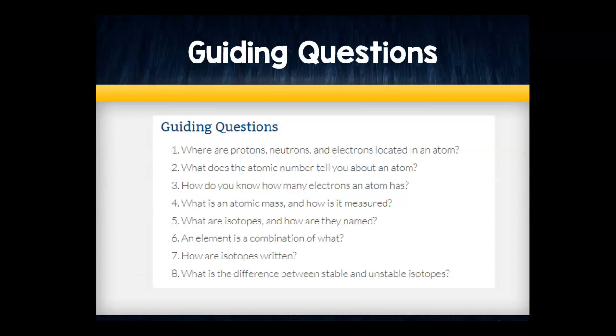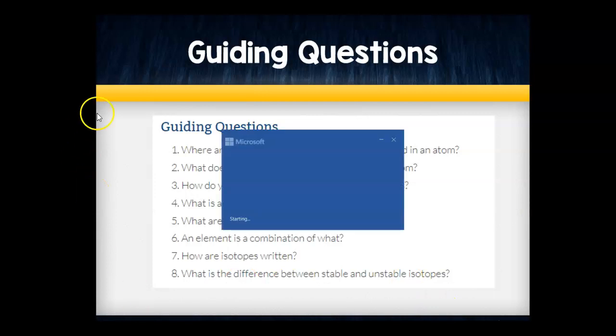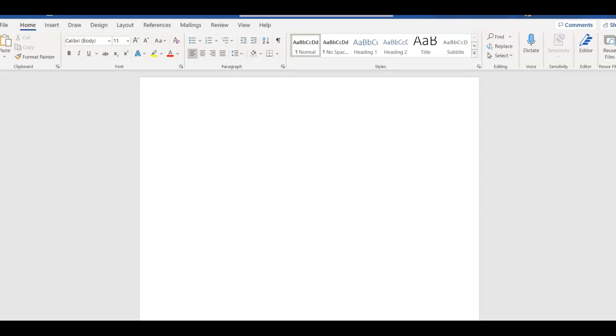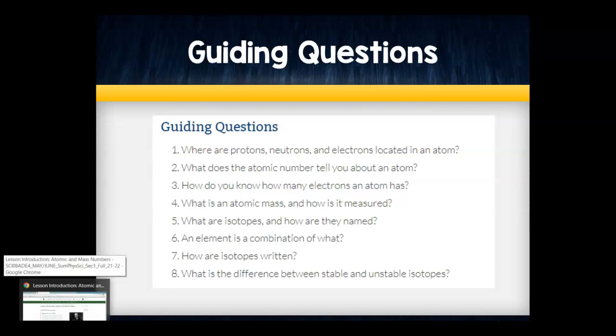And I usually take a little screenshot of these, and I open up a Word document over on the side. That way, as I'm going through, I have a copy of the questions that we need to be looking for the answers to, so you can do something like that as well to make sure you're answering all those questions as you go.